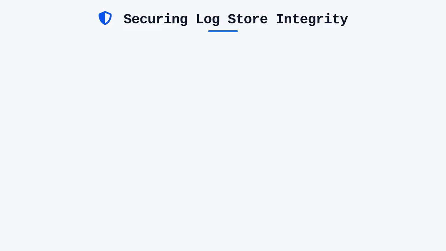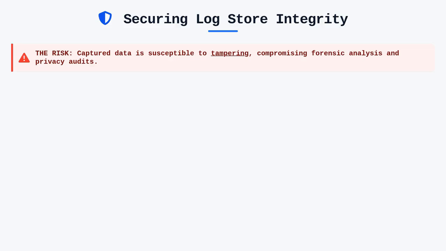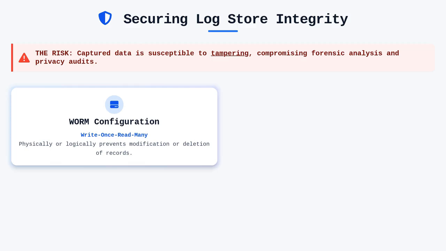Securing the integrity of these log stores is the next logical step in our architectural design. Once data is captured, it is susceptible to tampering, which compromises its utility for forensic analysis and privacy auditing. To mitigate this risk, you should design storage layers that utilize write-once-read-many (WORM) configurations, which physically or logically prevent the modification or deletion of records once they are committed.